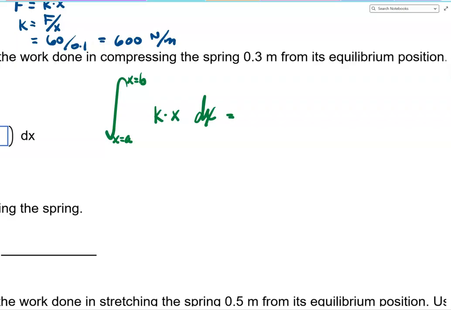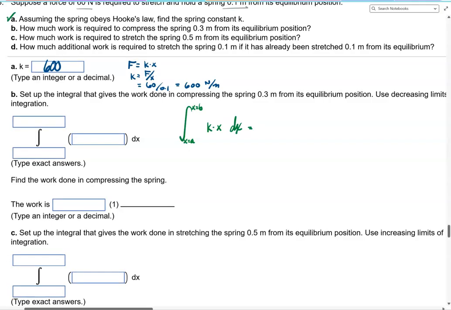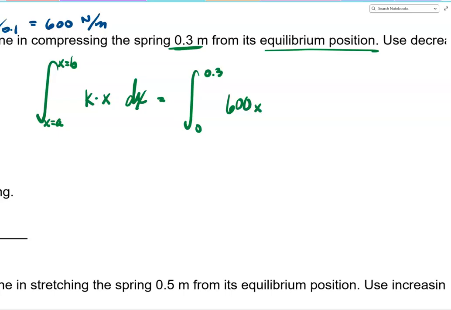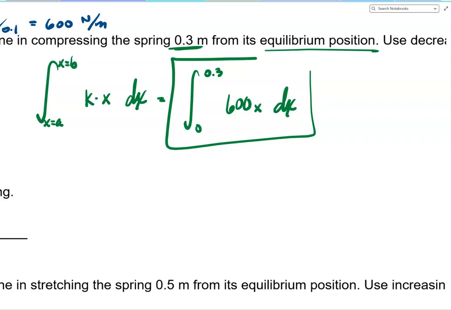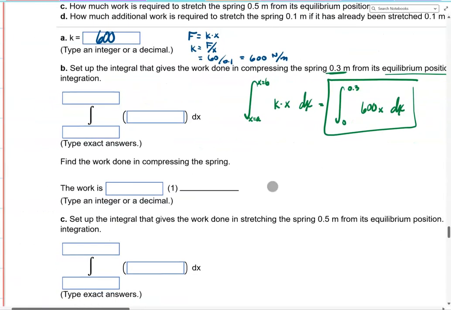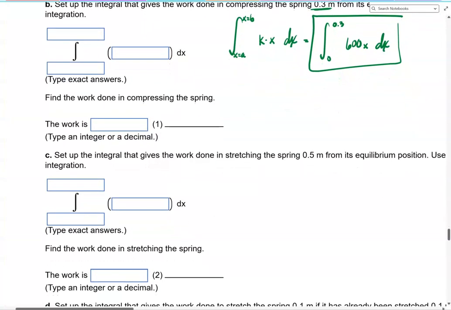In our case, for this particular problem, we're compressing to 0.3 meters from its equilibrium position, and that's it. So we could integrate from 0 to 0.3. Our K value was 600, so we integrate 600x with respect to x. There's our setup. We can let the calculator do the work for us, or we can integrate this by hand. Either one is perfectly fine, and we can obtain our result.